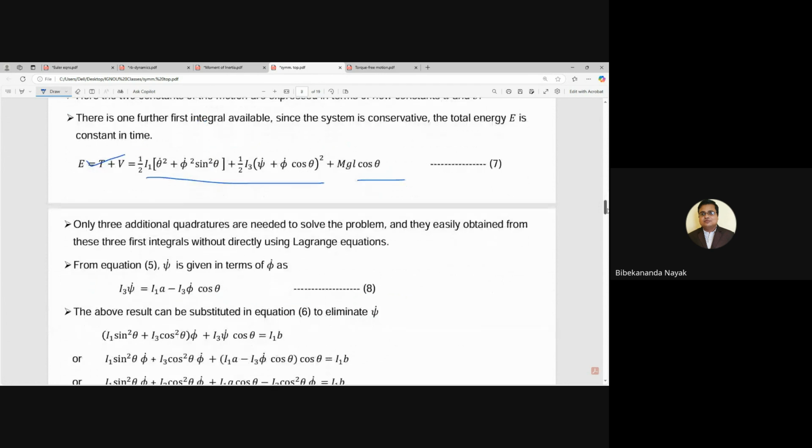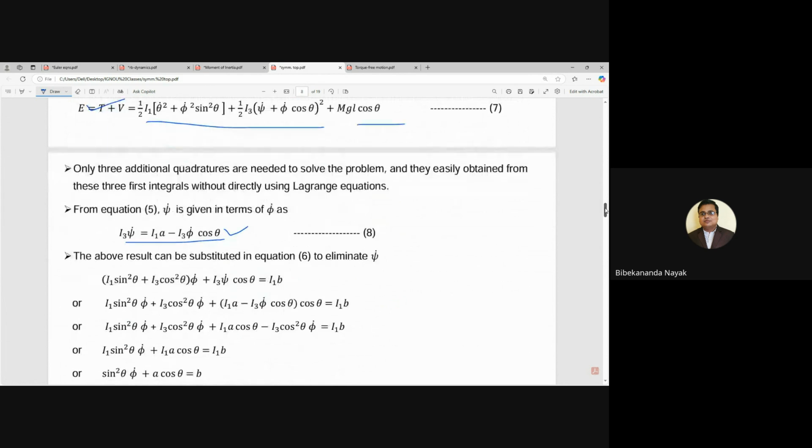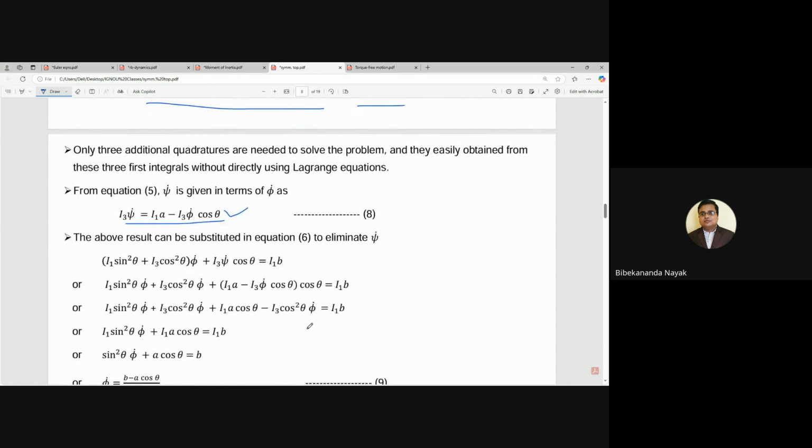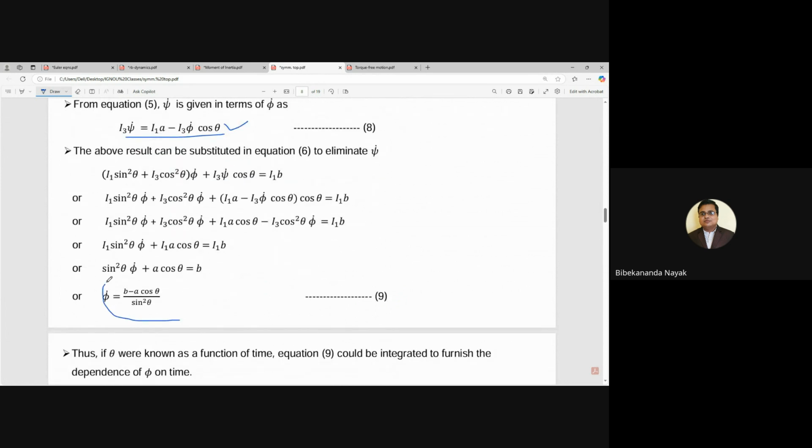Look, the p psi is I1A. So I3 omega 3 we get from there, and using it in equation 6, after some simplifications, we get this equation. Finally we found phi dot is equal to (b minus a cos theta) by sin square theta. If theta is known as a function of time, then equation 9 could be integrated to furnish the dependence of phi on time. If you integrate d phi by dt, you get phi.